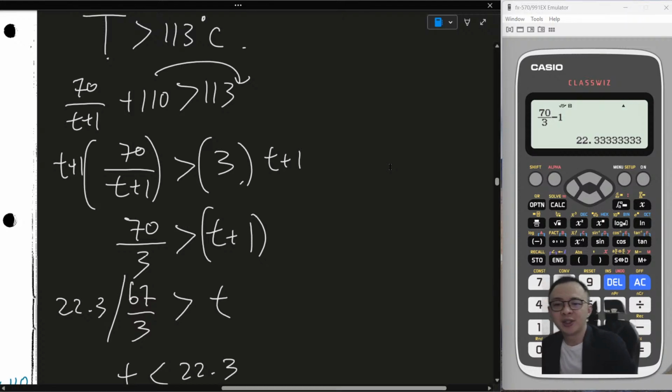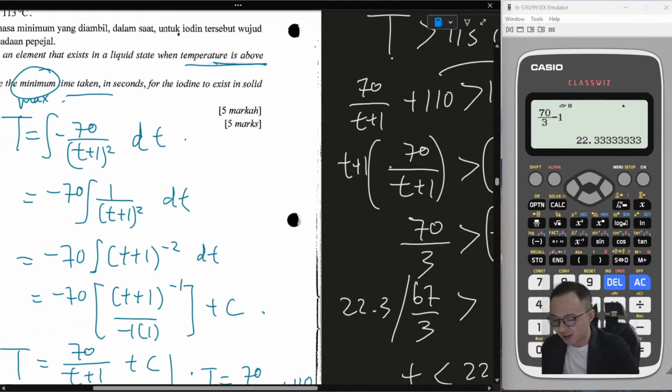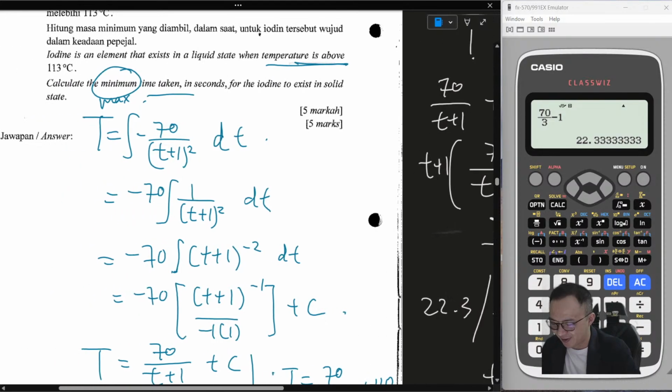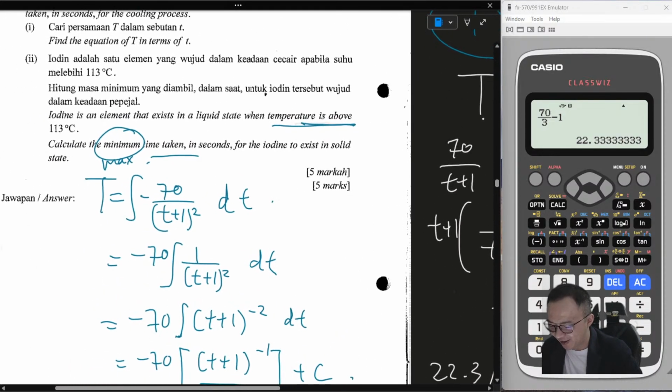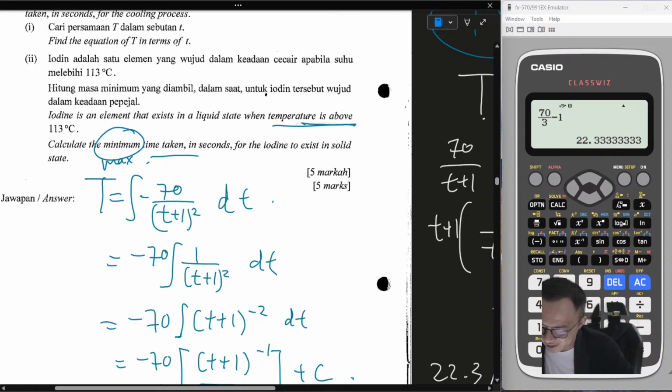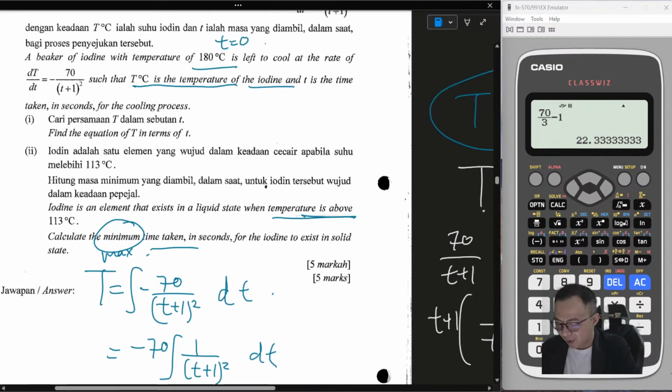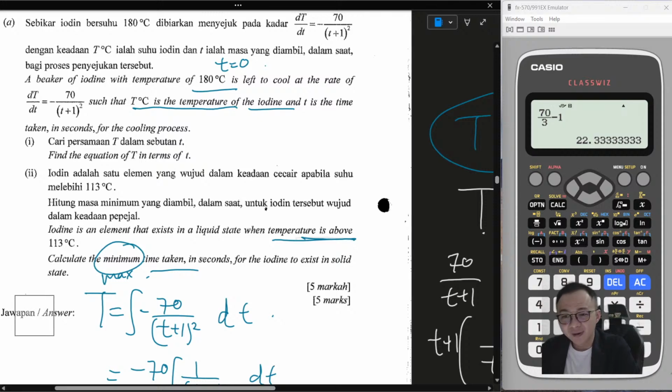More than 113 is a liquid stage. They want a solid stage, is it? Oh my god, I read wrongly again. Iodine is the element that exists in the liquid stage when the temperature is above 113. Oh, okay.